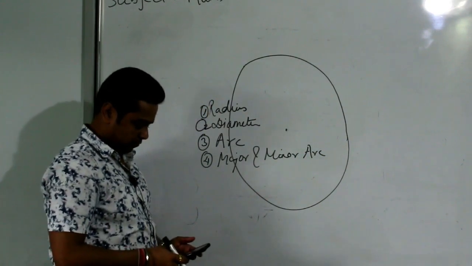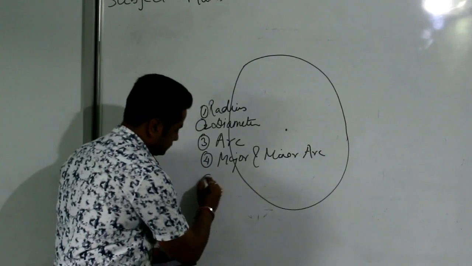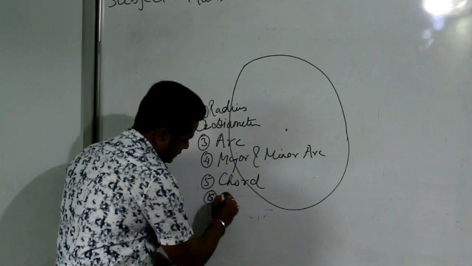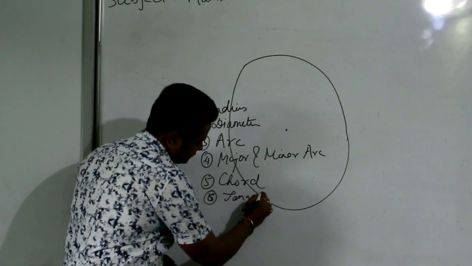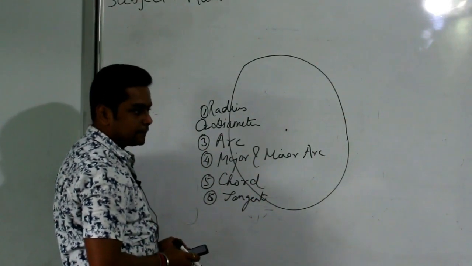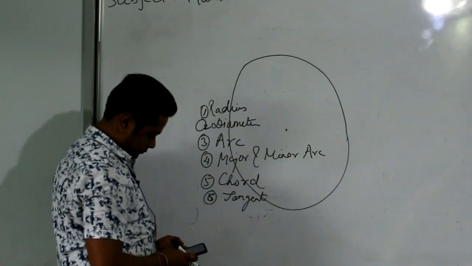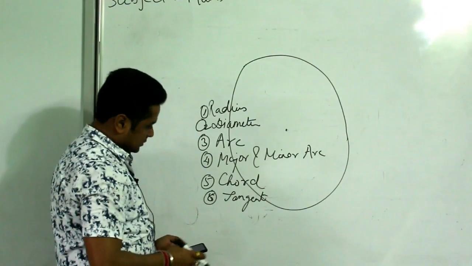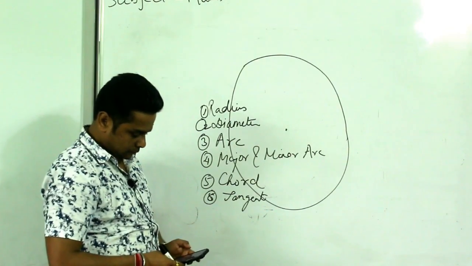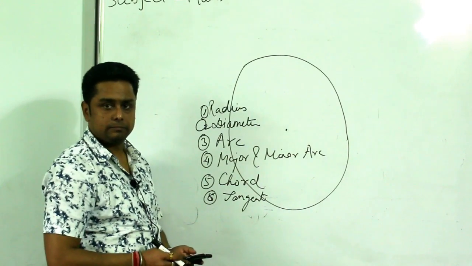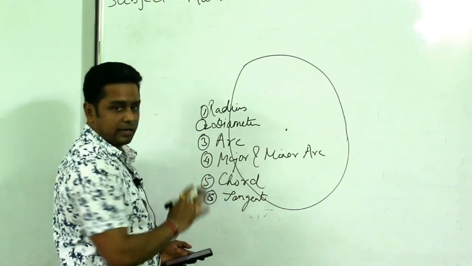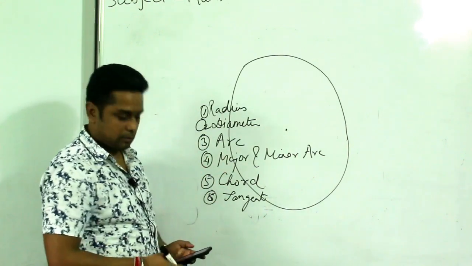Yes? Okay. Then we discussed chord. Then we discussed tangent. And we discussed major arc, major segment, minor segment. We discussed sector of a circle. So these are the few points you should keep in your head while coming to this lecture number 2.